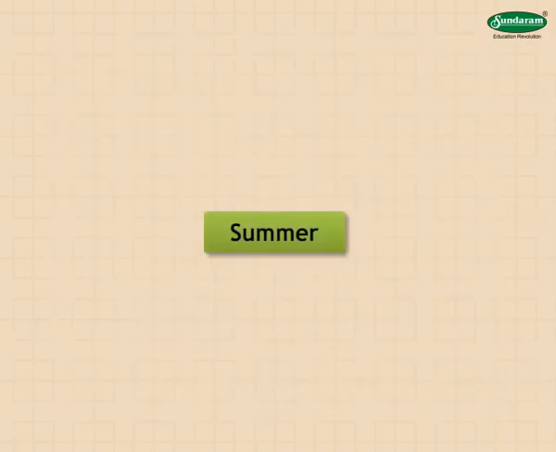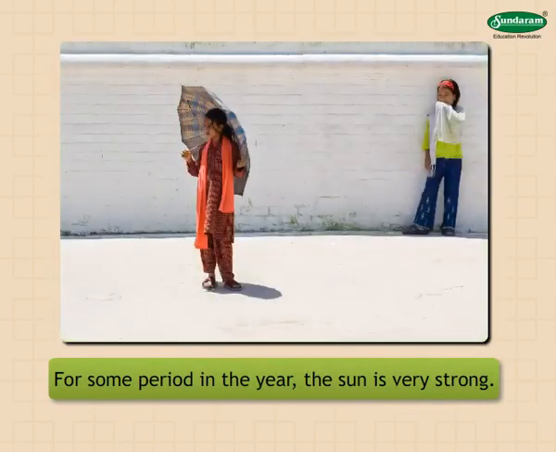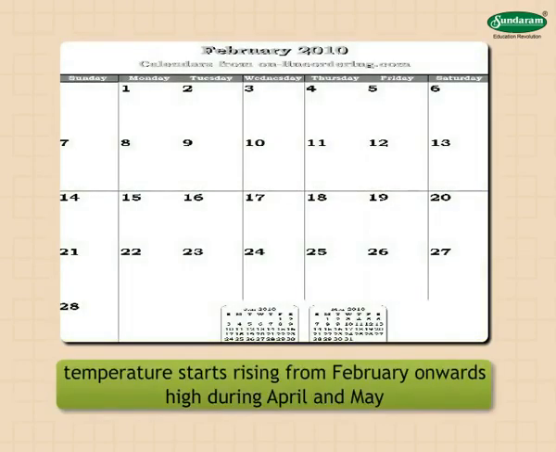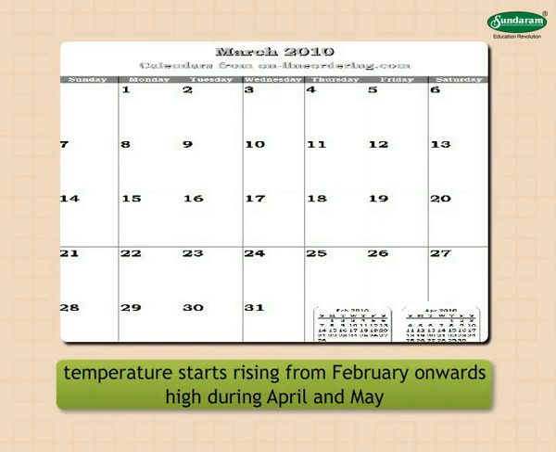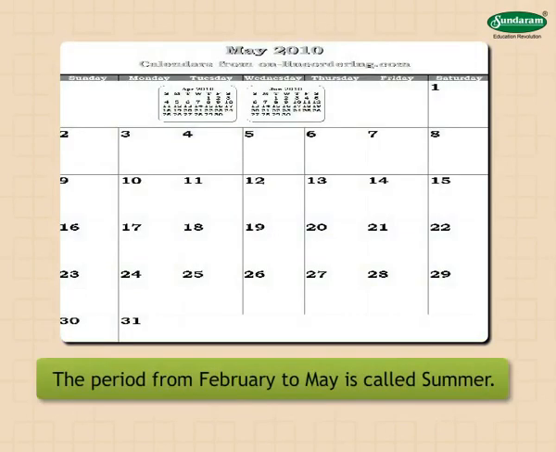Summer. For some period in the year, the sun is very strong. It is very hot and the temperature is high. Usually, the temperature starts rising from February onwards. It is very high during April and May. The period from February to May is called summer.